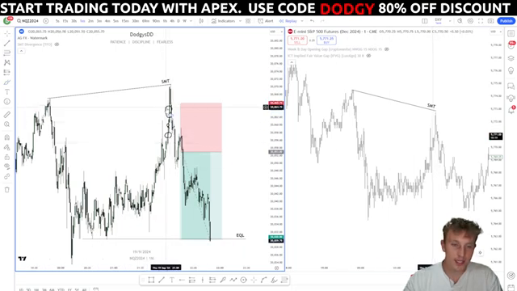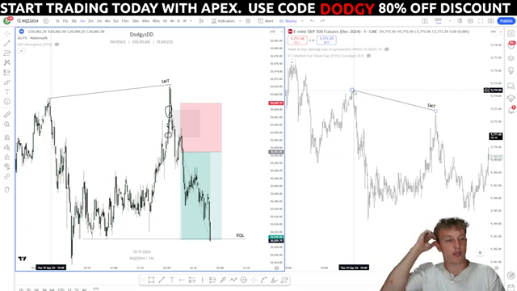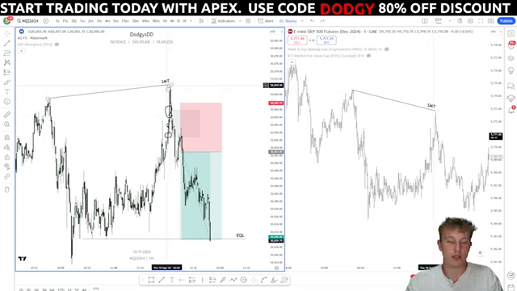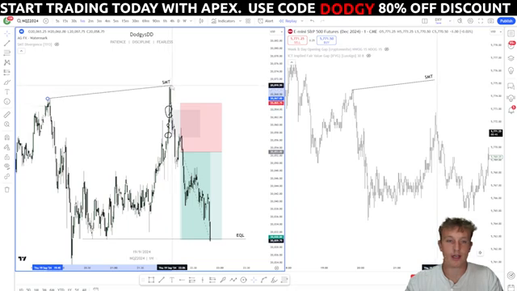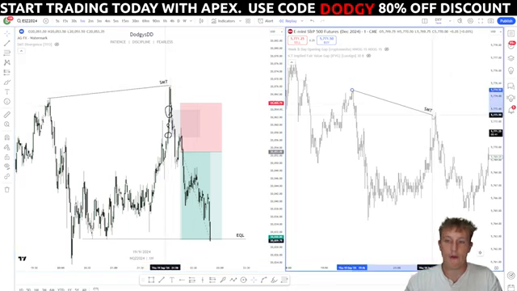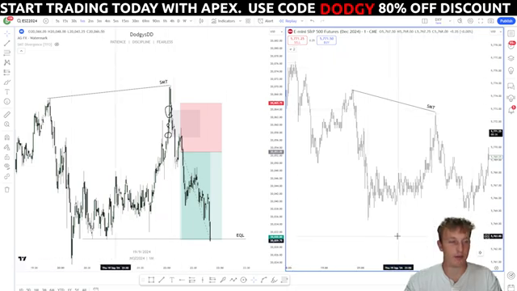And an SMT is when we get a high on NQ that hits, but that same high in ES might not hit, or vice versa. So if this high on ES hit, but maybe the high on NQ didn't hit, that could also be an SMT too. You can only get a bearish SMT at the top, and you can only get a bullish SMT at the bottom of a trend.